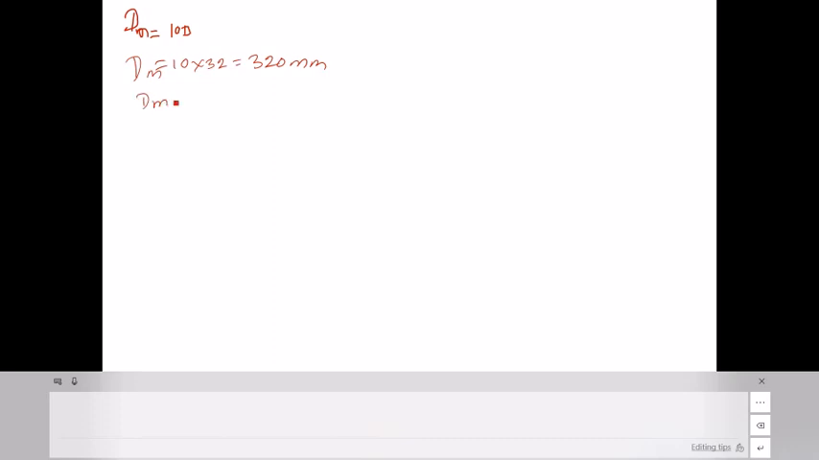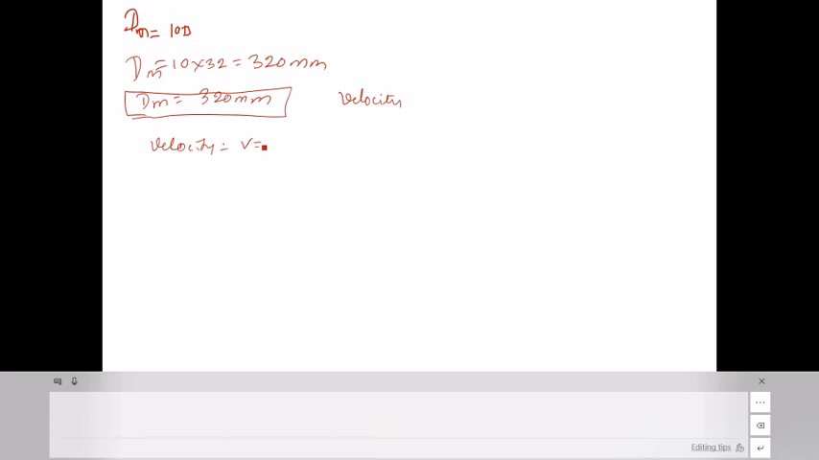Now mean diameter DM equal to 320 mm, already calculated, right? Now what type of material you need to select and what the coefficient of friction has to be, all those things you need to identify based on velocity here.